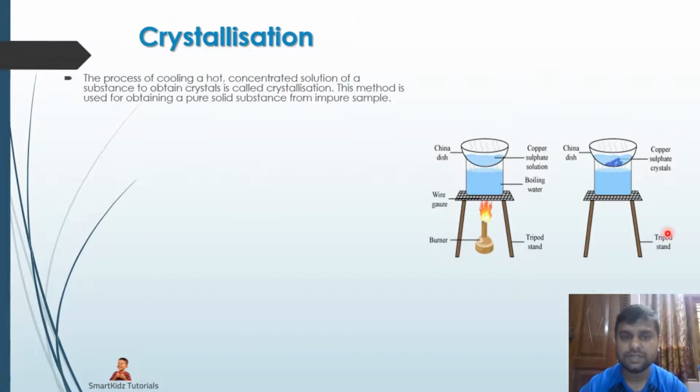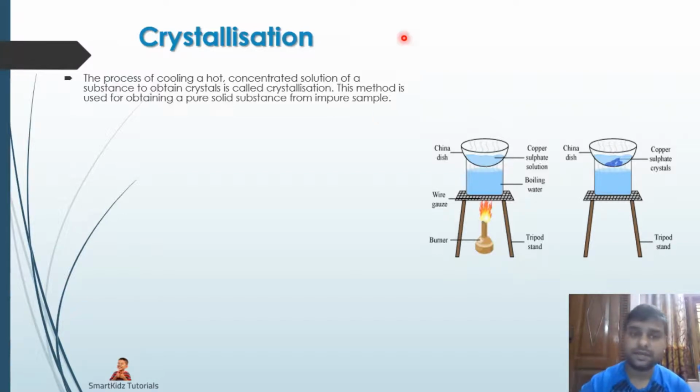So what happens in crystallization? The process of cooling a hot concentrated solution of a substance to obtain crystals is called crystallization. This method is used for obtaining pure solid substance from an impure sample. When you say impure sample, whatever is not required by us becomes the impurity as part of that mixture. That is what it means by an impure sample.